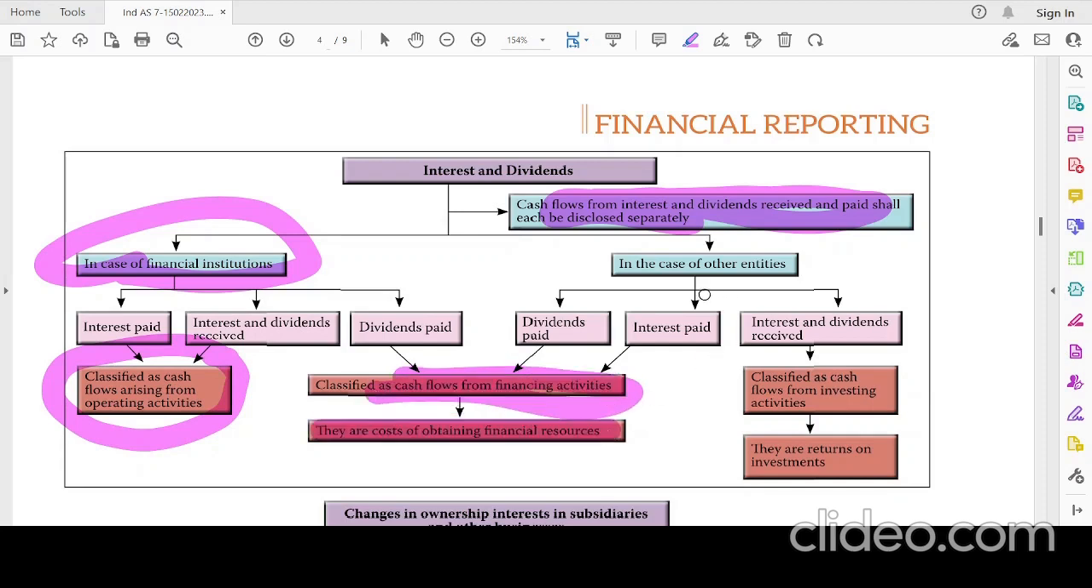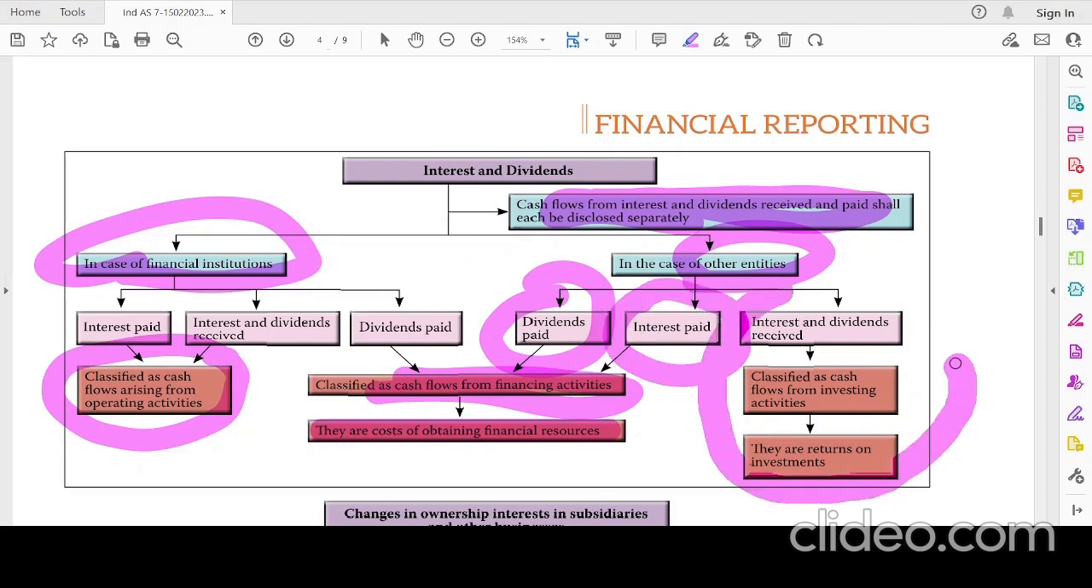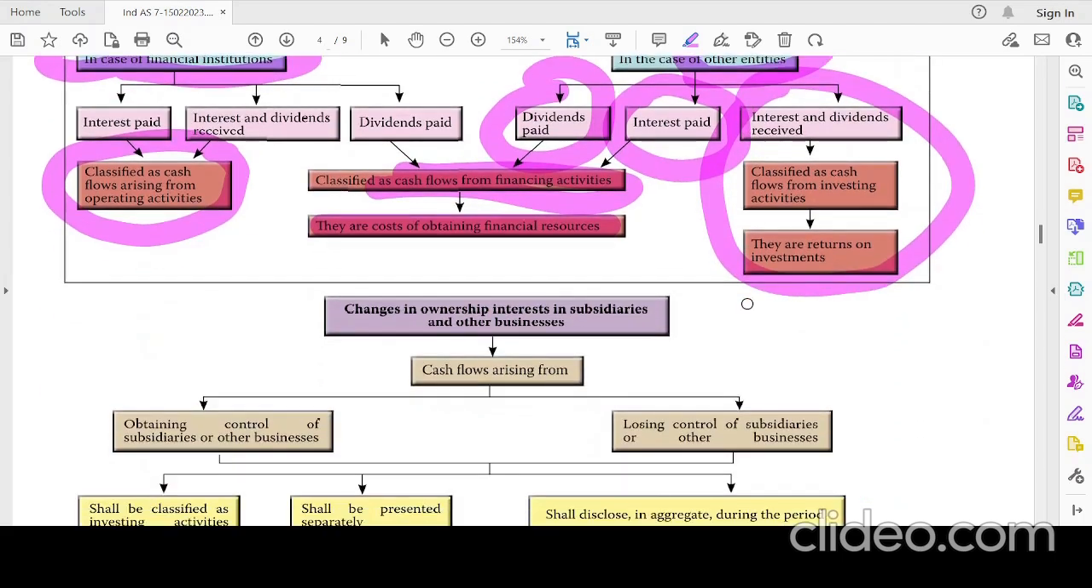Now, in the case of other entities, dividend paid will also be known as financing activity. Interest paid will also be shown as financing activity. Interest and dividend received will be known as investing activity because they are returns on investment. Okay, it's very clear, right?